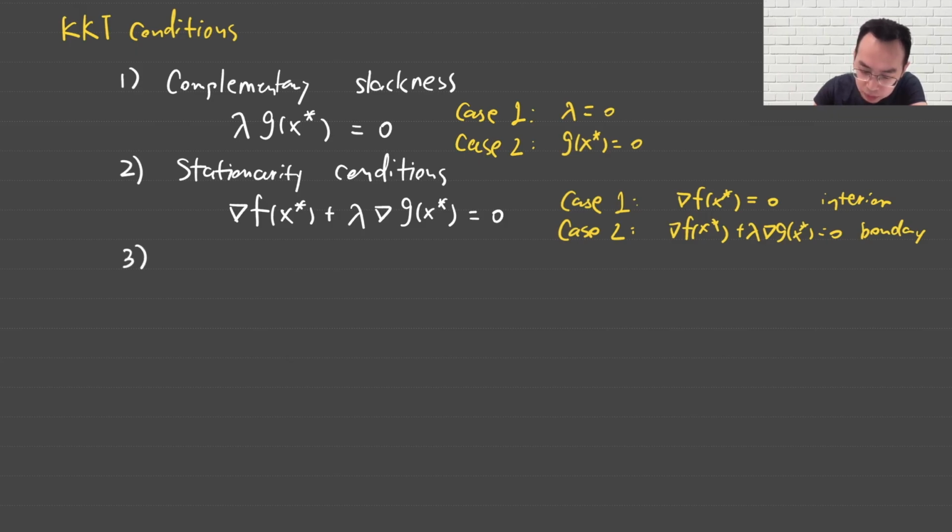The third one is primal feasibility. It says that g of x star has to be greater than or equal to zero, right? So that is just the constraint for our primal problem. And the fourth one is dual feasibility.